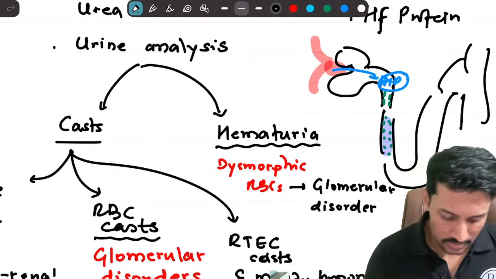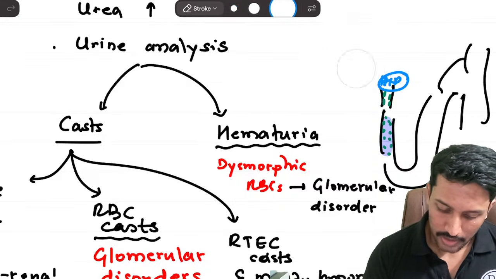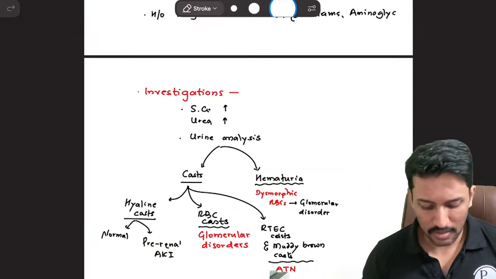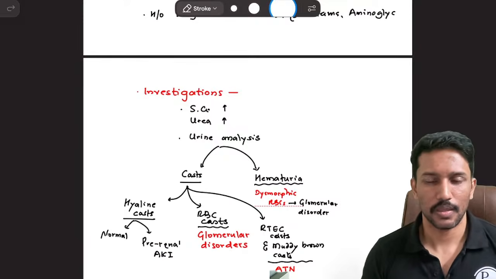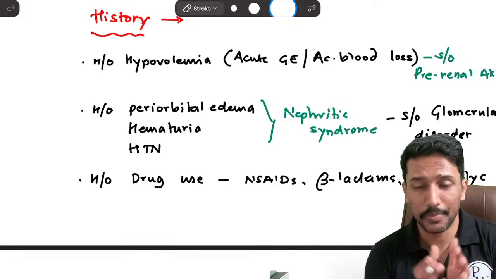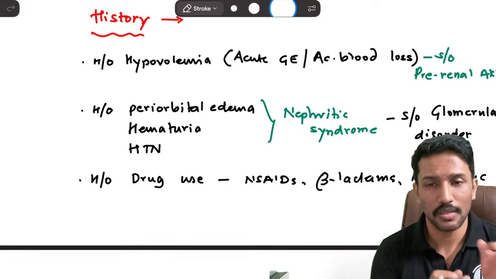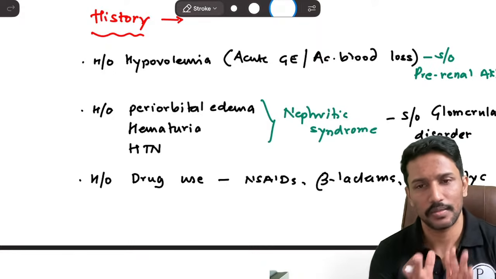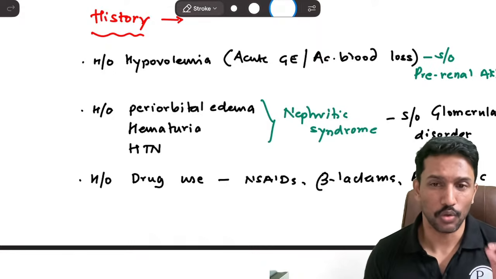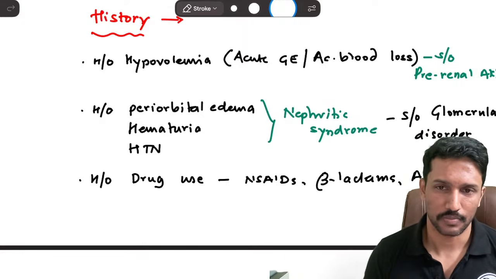So in the majority of cases, we get to know the reason for this particular patient's acute kidney injury from the history and basic investigation. All we need to do is get the history. From the history itself, it may be apparent, and if not, then go ahead with the basic renal function test, urine analysis, and maybe imaging to rule out bladder outlet obstruction or ureteric or urethral obstruction.